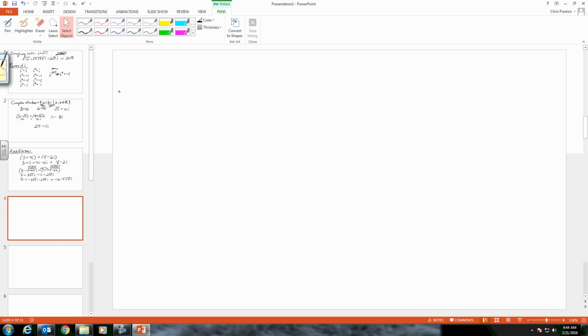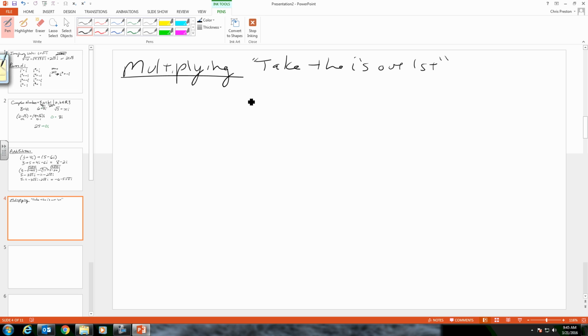All right, multiplying. Multiplying here, there is one little trick to multiplying roots, and that is you have to, we say, take the i's out first, right? And what we mean by that is, let's take a kind of real simple example. Let's say we have square root of negative 5 times the square root of negative 20, okay?